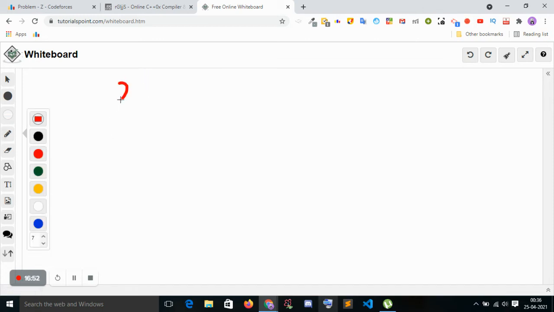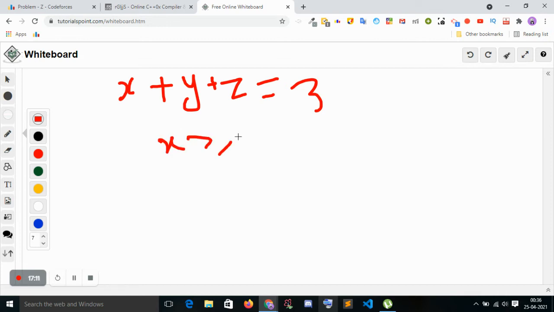Okay, let's try to solve this question. x plus y plus z equal to 3, and we know that x is greater than 0, y is greater than 0, and z is greater than 2. So how to solve this question? How many solutions are there?